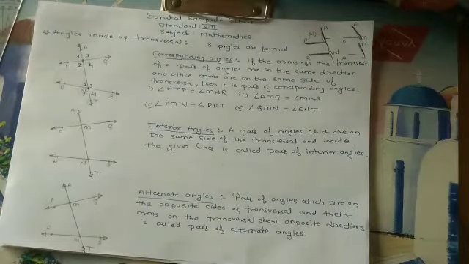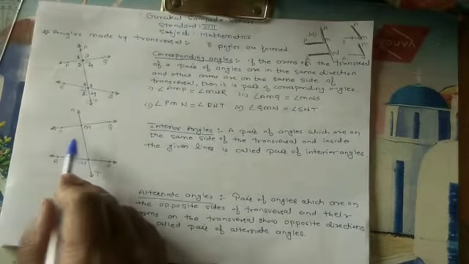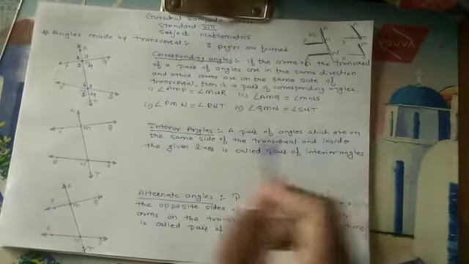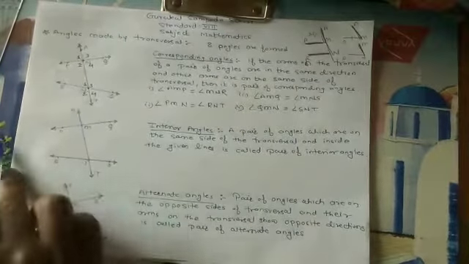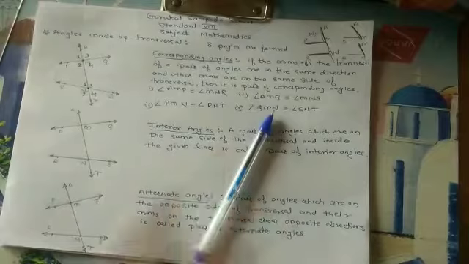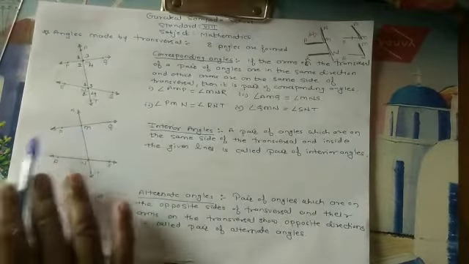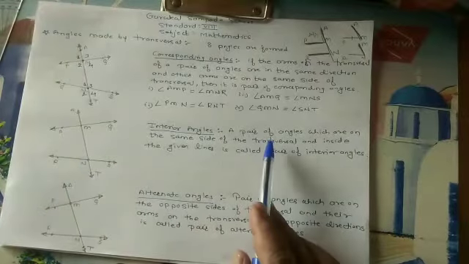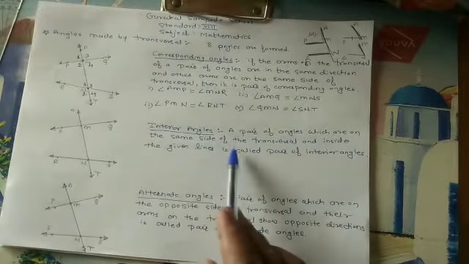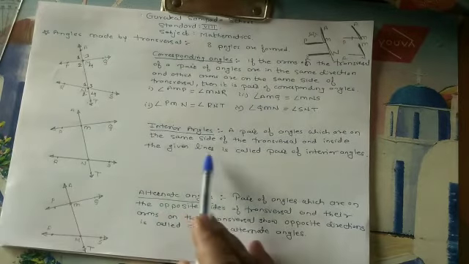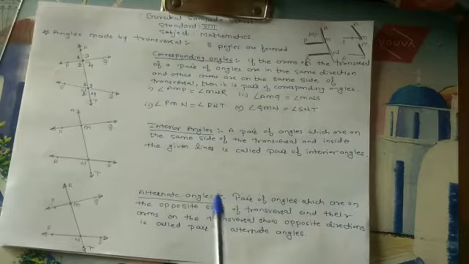Now see here the two lines and the transversal. The first sentence is: a pair of angles which are on the same side. Suppose initially I am considering the left side of the transversal, so this portion. We are considering the left side of the transversal, and inside the given lines.